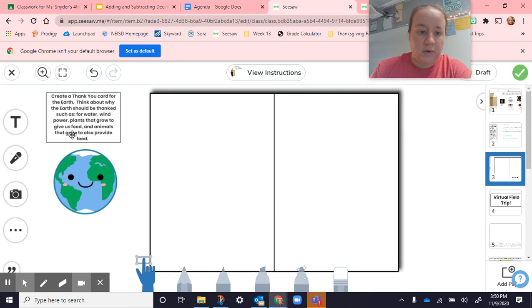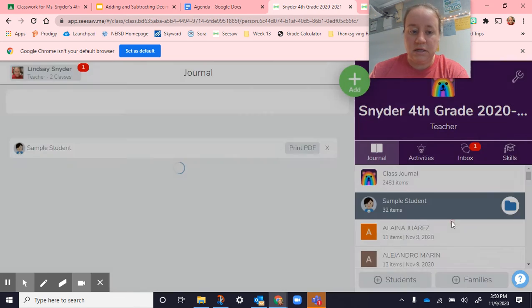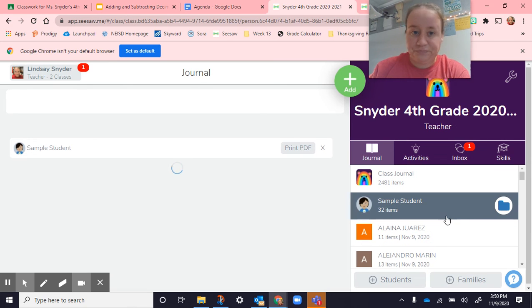All right, then we created a thank you card for Earth. We are thanking Earth for all the things that it gives us, such as water, wind power, plants that grow and give us food, and animals that grow to also provide us food. So students decorated this thank you card, and they didn't just write a simple "thank you Earth." They were specific with what they were thankful for. All right, so they hit draft after that because they'll be working on the rest throughout the week.